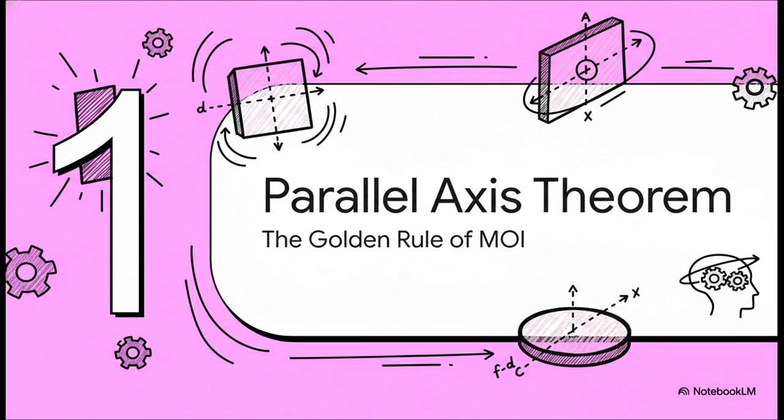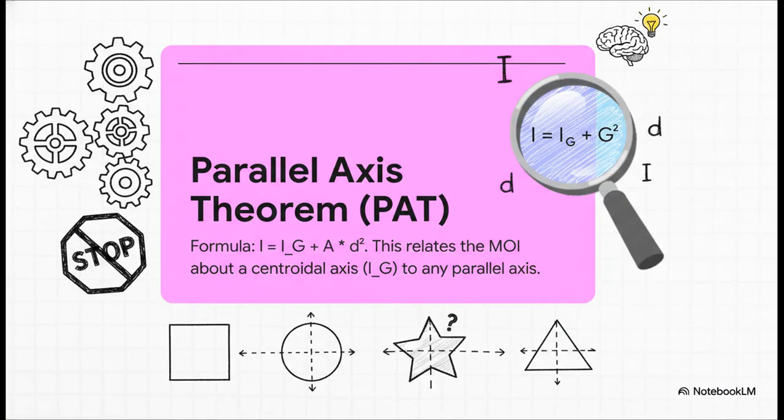Okay, first things first, we are starting with the single most powerful tool in your entire toolkit for solving moment of inertia problems. It's called the Parallel Axis Theorem, or PAT for short. Seriously, if you can master the logic we're about to go through, you'll be able to solve almost any question they throw at you. Now, this is the standard formula you see in every single textbook. It's amazing because it lets us find the moment of inertia, which we're calling I, about pretty much any axis we want, as long as we know our starting point.